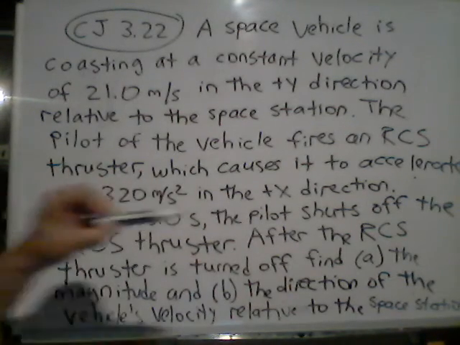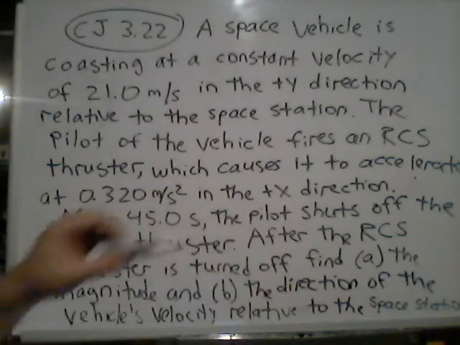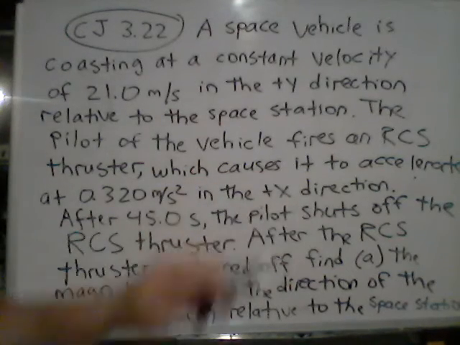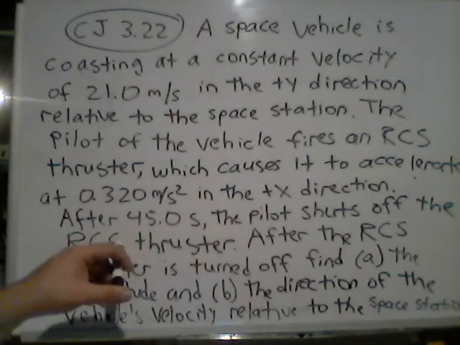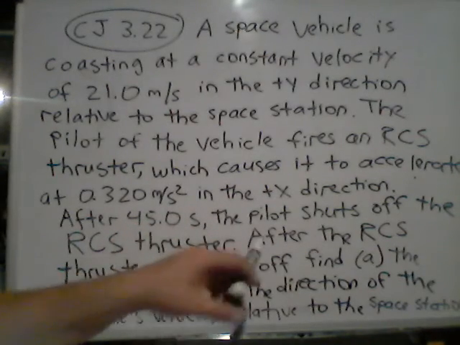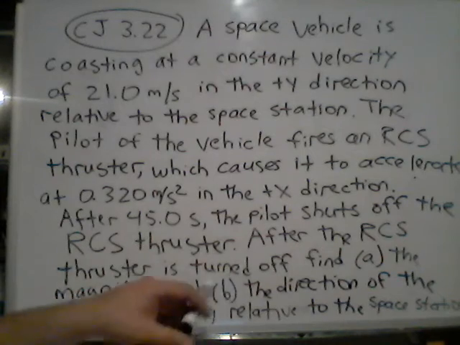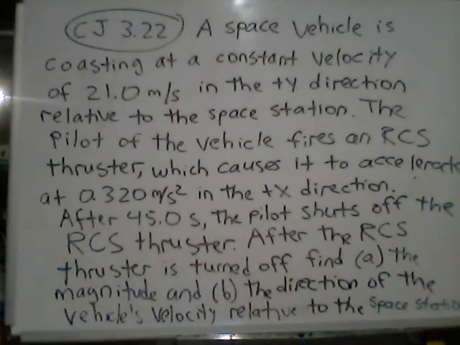So now it's going to start accelerating in the x direction for 45 seconds. The pilot will shut off the thruster. At that point, we want to find out, after the RCS thruster is turned off, find A, the magnitude, and B, the direction of the velocity. All right, relative to the space station, we want to express our angle relative to the y-axis.